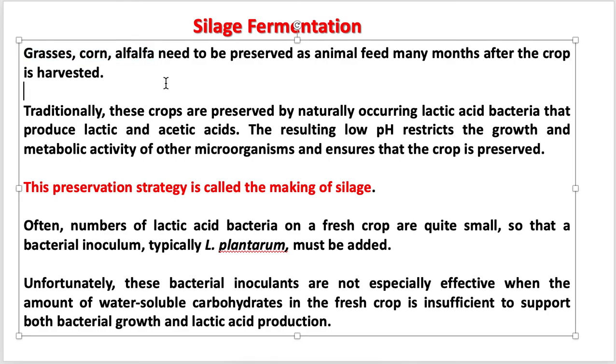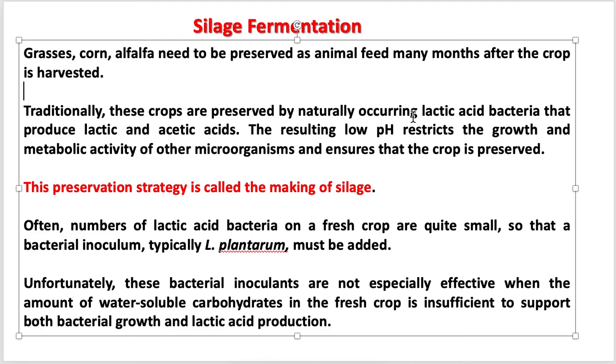So how can the preservation be done? One way is by adding lactic acid producing bacteria into them. The lactic acid producing bacteria produce lactic acid, and this lactic acid reduces the pH, and at low pH most of the other spoilage organisms cannot grow. By this way we can preserve these crops. This is called silage. In this silage those lactic acid producing bacteria will grow. That means it's a fermentation process, so that's why it is called silage fermentation.